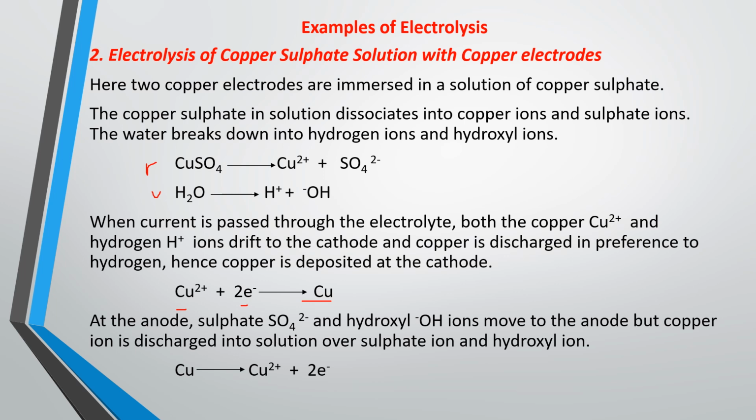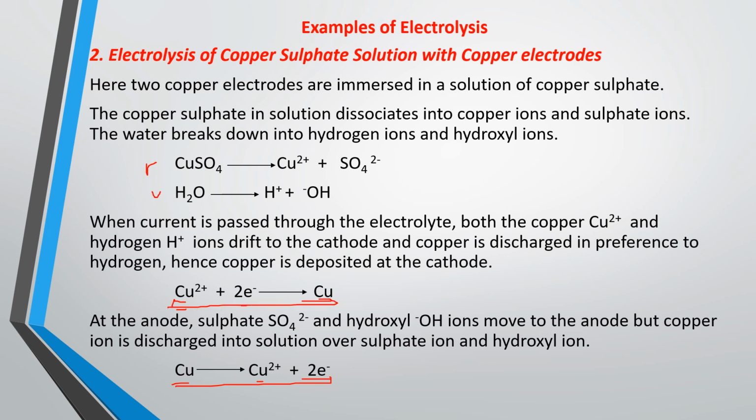Then at the anode, the sulfate ions and hydroxy ions will move to the anode, but also don't forget that copper is still in the solution. So in this case too, copper is discharged into solution in preference to sulfate ion and hydroxy ion. So the copper is also discharged at the anode. This is the anode equation, and this is the cathode equation for this electrolysis.